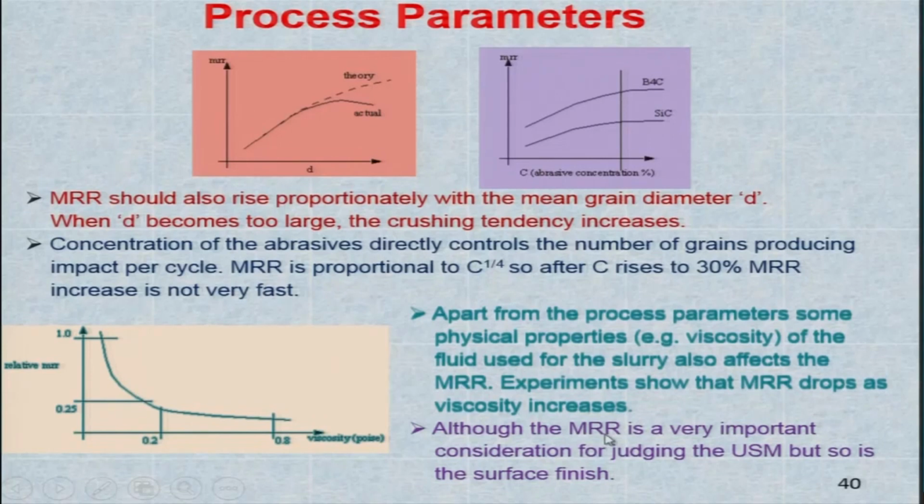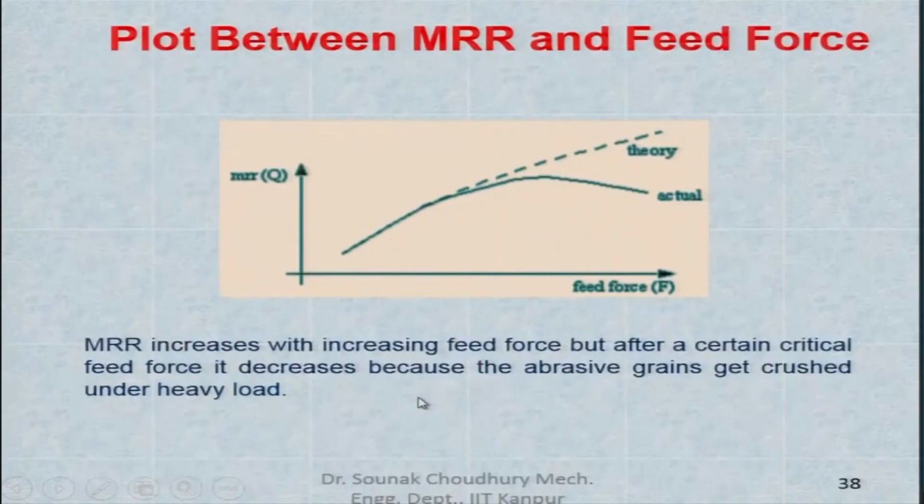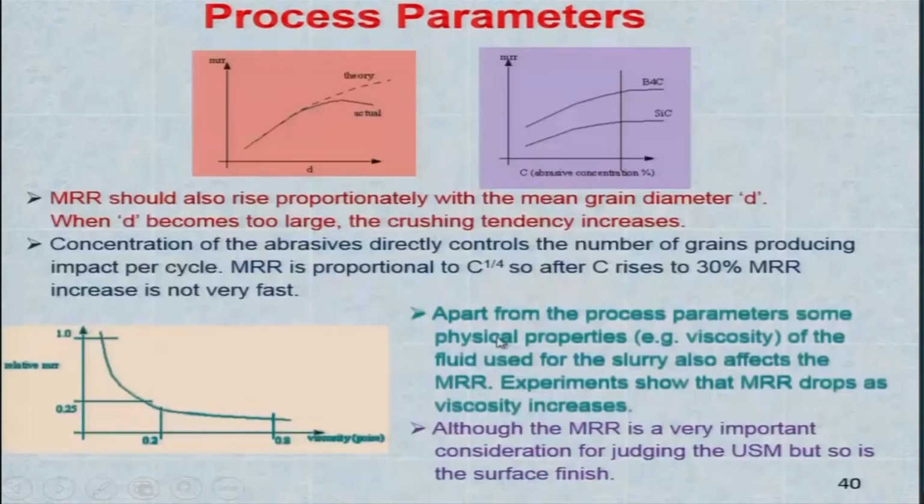Although the material removal rate is a very important consideration for judging ultrasonic machining, so is the surface finish. Material removal rate gives you the production rate mostly, and surface roughness matters because these are precise parts which are being made by ultrasonic machining. Therefore, the surface roughness is very important.